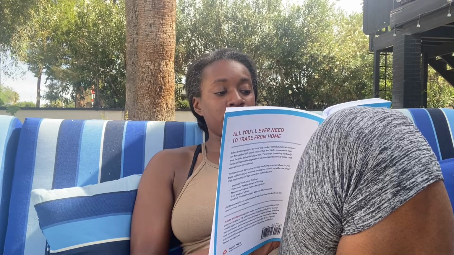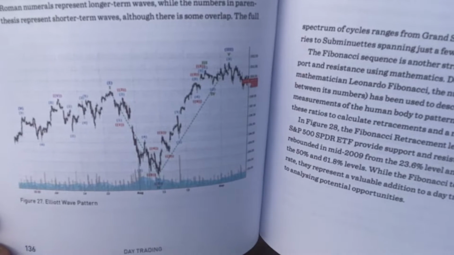In Figure 27, Elliott waves from various time frames are plotted on the same chart to show the combination of short-term and long-term trends. The Roman numerals represent longer-term waves, while the numbers in parentheses represent shorter-term waves, although there is some overlap. The full spectrum of cycles ranges from grand supercycles spanning multiple centuries to sub-minutes spanning just a few minutes.